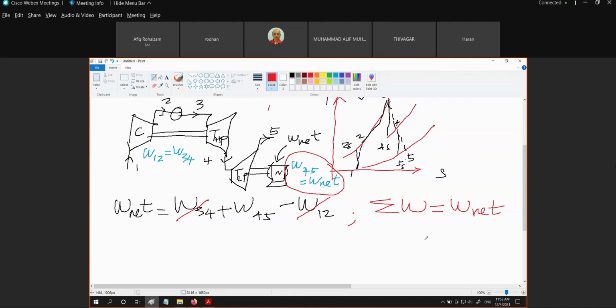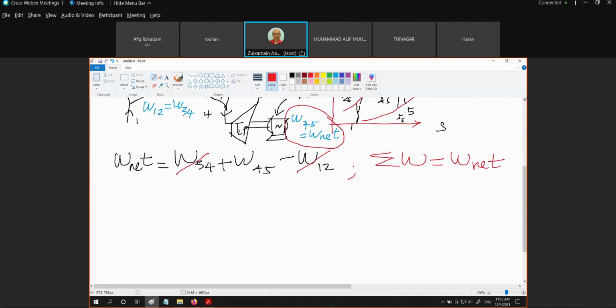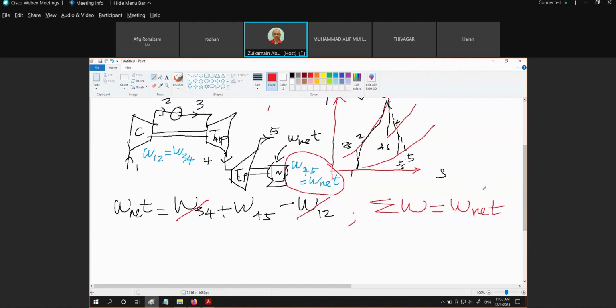Okay? And another thing that we need to know is the mechanical efficiency. Remember, we learned about efficiency. What is efficiency? This is for mechanical efficiency, but let me put the general term of efficiency. Efficiency basically is equal to the desired output divided by the required input.